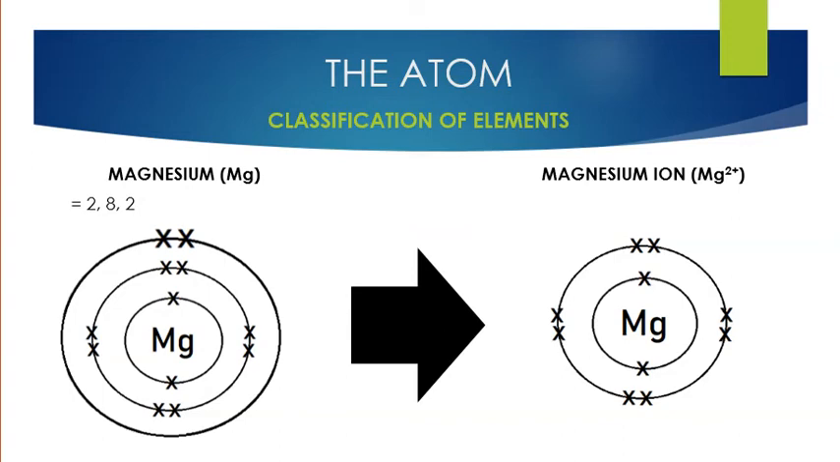And you can see now that after an element has been ionized, both the duplet rule and the octet rule have been satisfied. The duplet rule stated that the maximum number of electrons in the first shell is 2, while the octet rule stated that the maximum number in the last shell should be what? 8. And you can see there are 8 electrons in the magnesium ion.